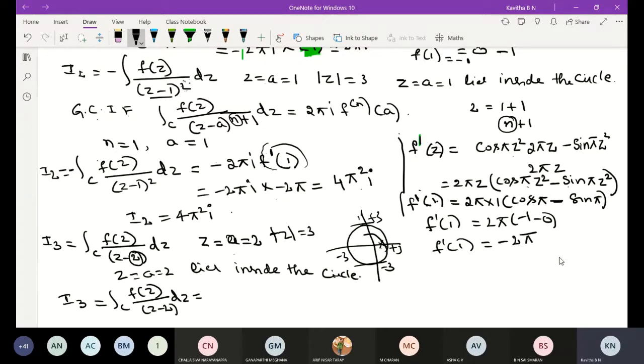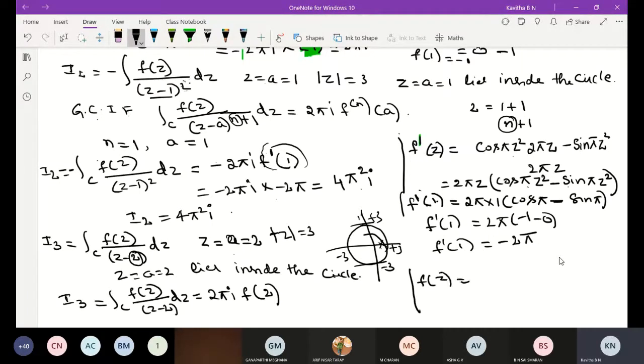For I3 we are writing the integral over C of f of z divided by z minus 2 dz. Apply Cauchy's integral formula: the integral over C of f of z divided by z minus a dz is equal to 2 pi i f of a. In place of a, we are writing 2 here.